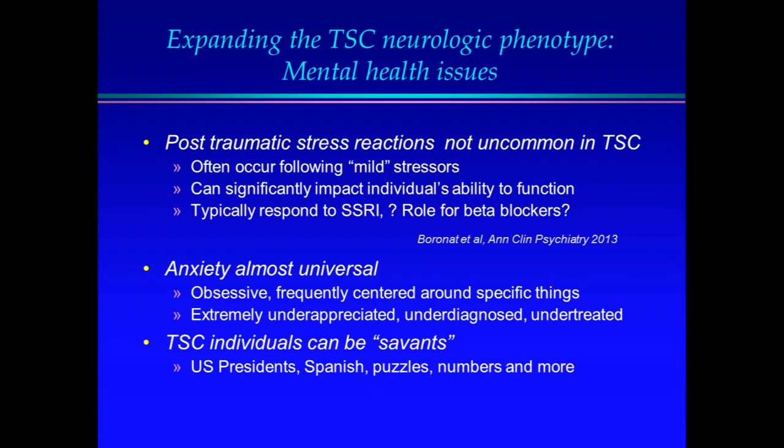The other thing we've recently found that I think is important from a care and treatment perspective, and as family members who have folks with TS, is that post-traumatic stress reactions are pretty common in TS. They often occur following mild stressors, so things that you think wouldn't derail somebody can often derail a person with TS, can significantly impact the individual's ability to function, and these typically respond to SSRIs, and we are now using different beta blockers to help with this.